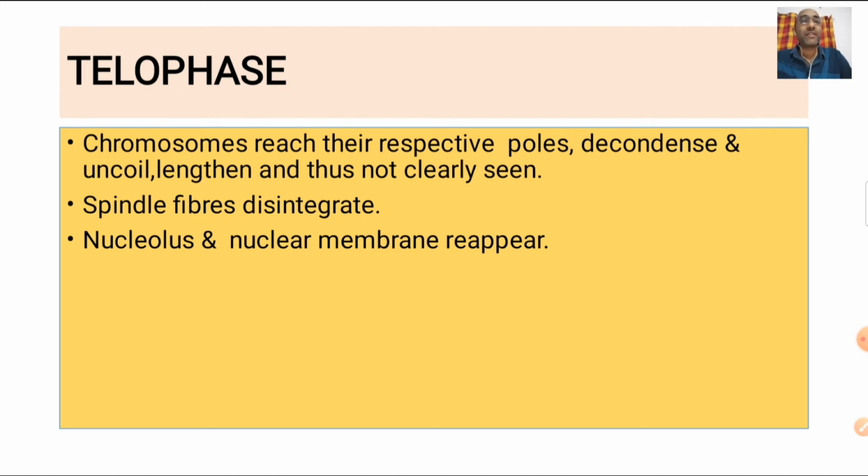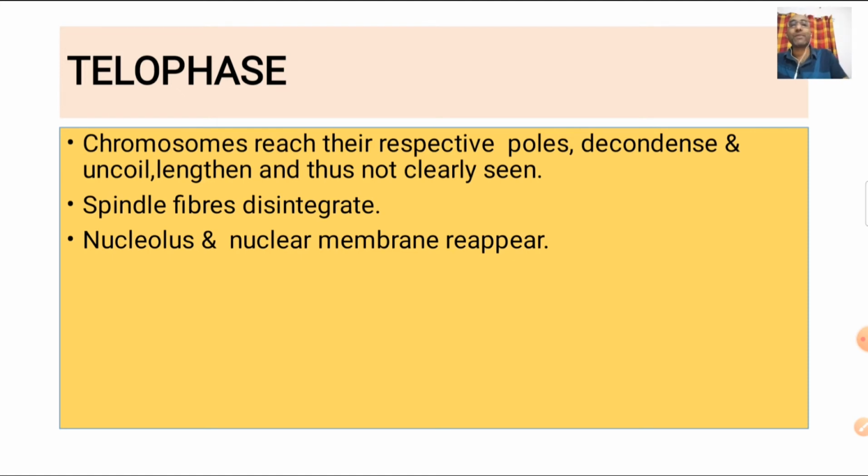At the same time, the spindle fibers which have pulled these chromosomes to the opposite poles have disintegrated. Another important thing that is formed during this stage is the nuclear membrane, and the nucleolus again reappears. So by the end of the telophase, the nuclear membrane and the nucleolus again reappear.